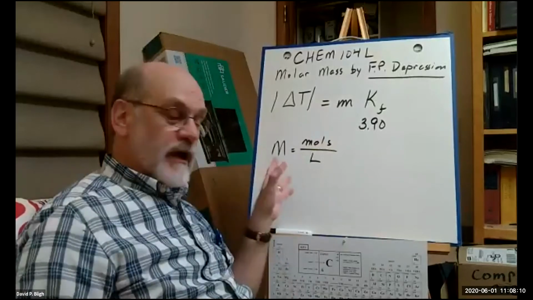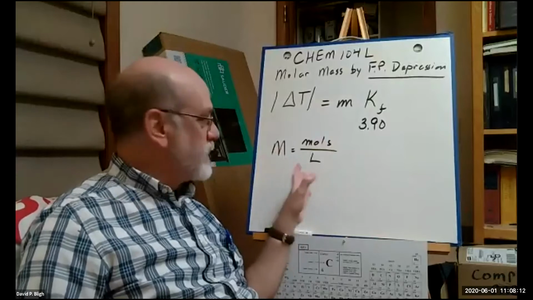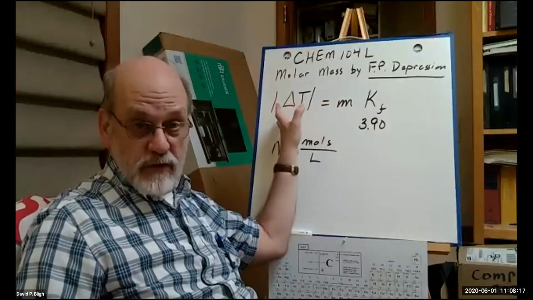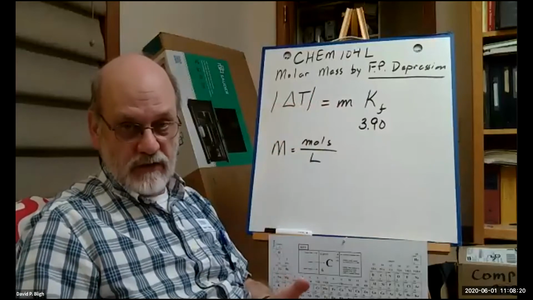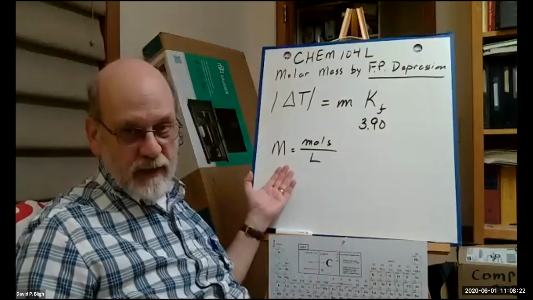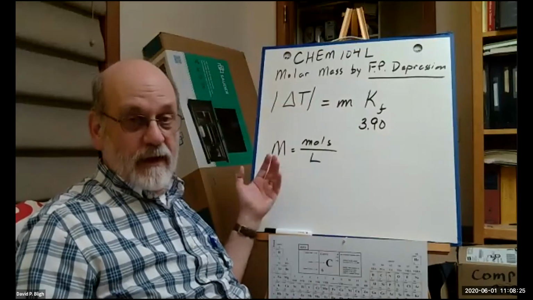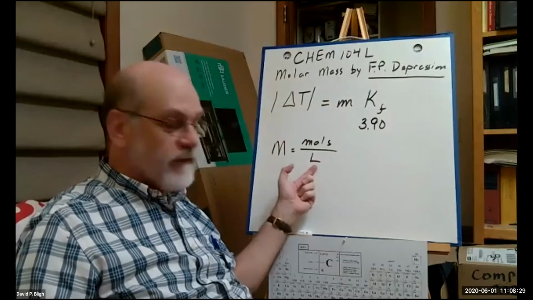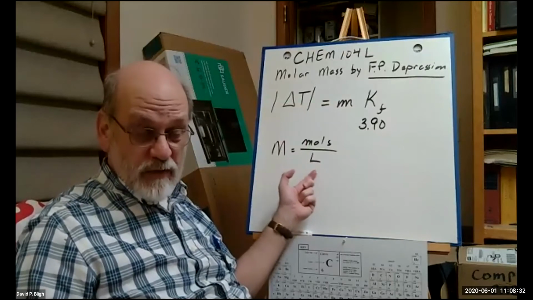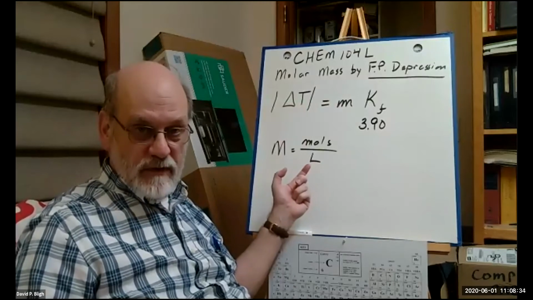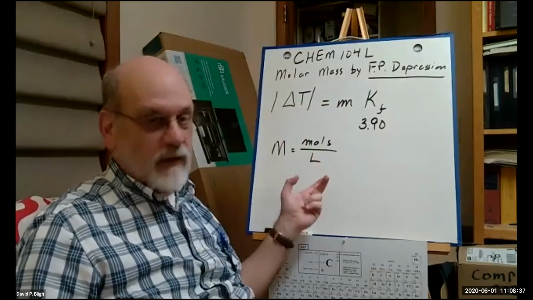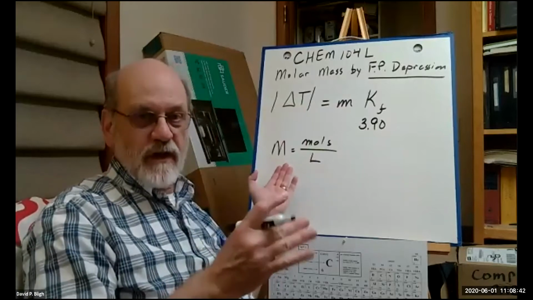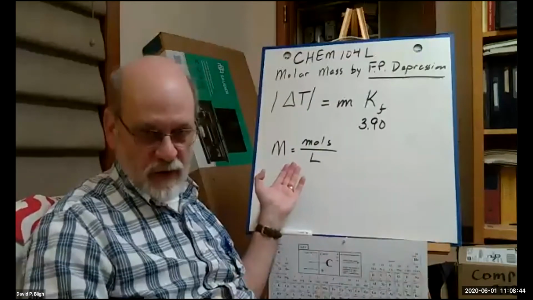Okay, there's the problem. If we try to use molarity in this expression, where the temperature is changing, we want the temperature to change. What happens to the value of M? It changes with temperature because we have volume here. What happens to the volume of a liquid when you change the temperature? The volume changes. We don't want that. We want the concentration to be fixed for the entire experiment.